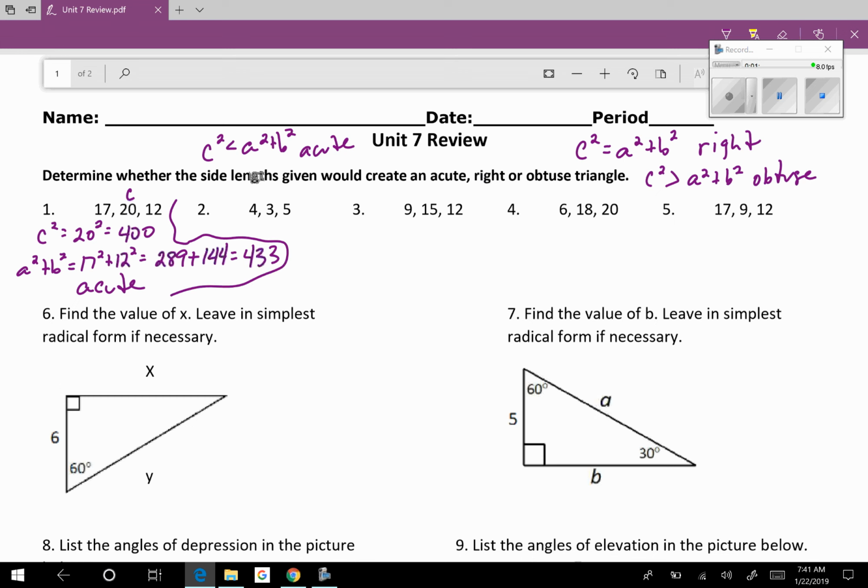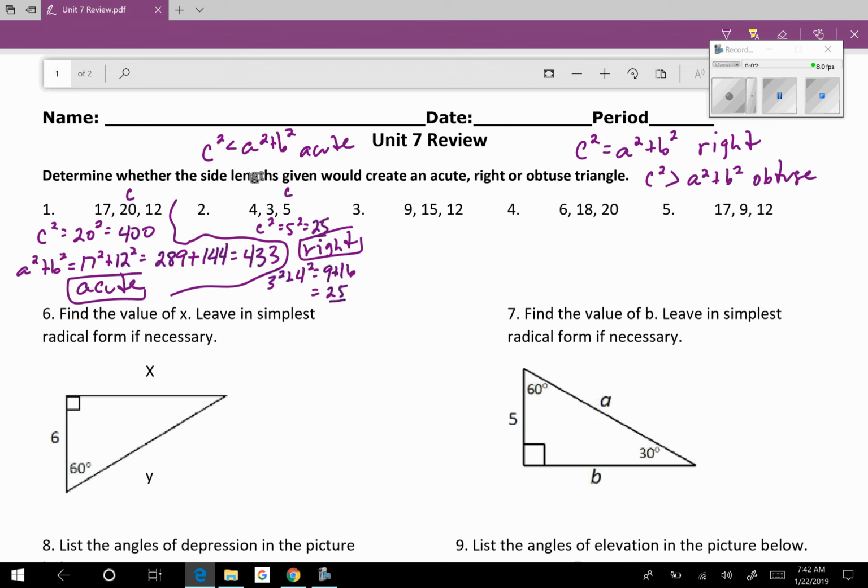All right, and now we'll do the next one here. This is a 3, 4, 5 triangle. So 5 is our c. So c squared, that's 5 squared, that's 25. And then 3 squared plus 4 squared, that's 9 plus 16, which is also 25. So c squared is equal to a squared plus b squared, so it is a right triangle.